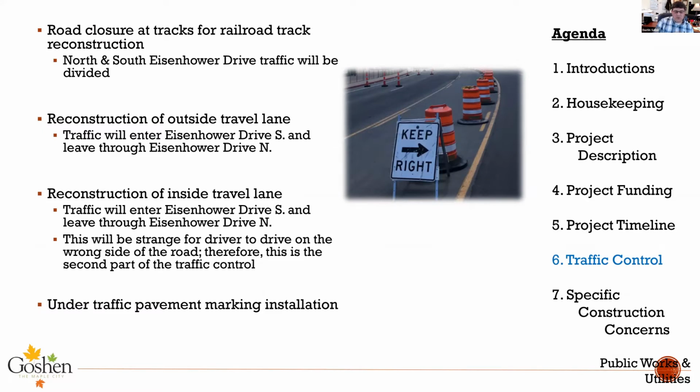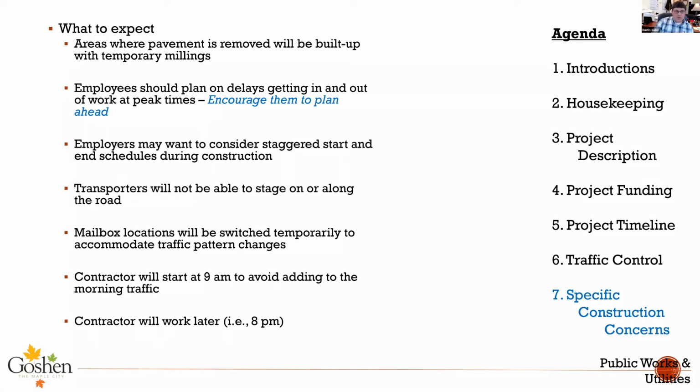The reason why we're taking these steps is it's going to be awkward for drivers. Again, we're going to have drivers come in the south side, Eisenhower Drive South, and wrap around to Eisenhower Drive North. This is going to be strange for the drivers, so we want to get everybody used to driving normally on that inside lane first before we move them to that outside lane. And then finally, we anticipate that pavement markings will be done under traffic or limited traffic control. Kind of what to expect.